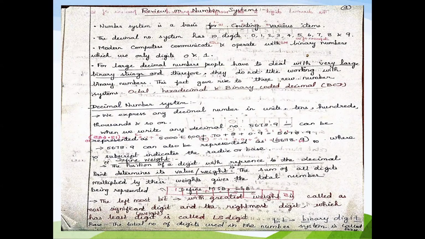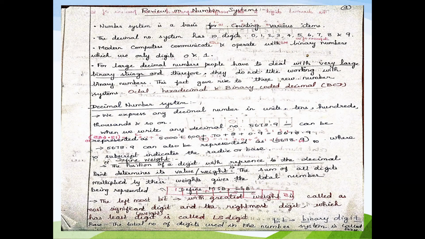Okay. Then we want to be clear with some basic terms along with their meaning in the case of the number system. First, we want to know the definition of weight. The position of a digit with reference to the decimal point determines its value or the weight. That is, if you are given a number, the position from the decimal point at which a digit is placed defines the weight of that digit.